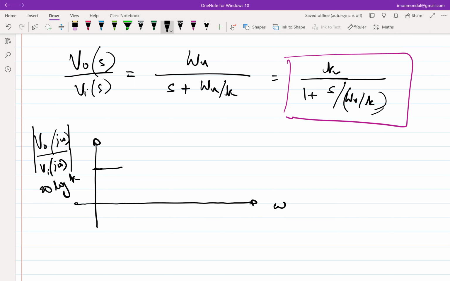And all of you know Bode plots? Okay, so use Bode approximation, straight line approximations till you hit poles. So where is the first pole? Omega u over K. So till you hit omega u over K, it's a straight line. And after you hit omega u over K, it drops at the rate of minus 20 dB per decade. Okay.